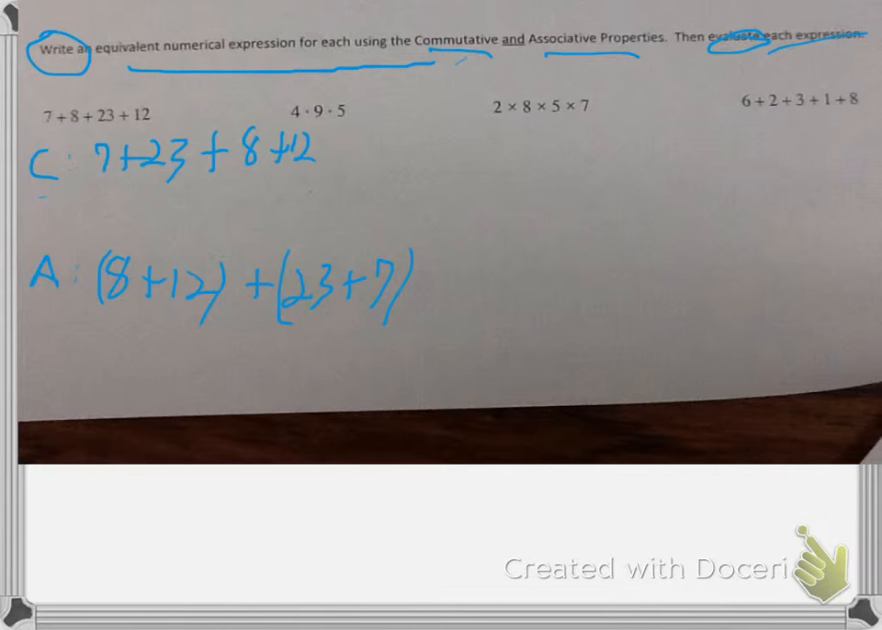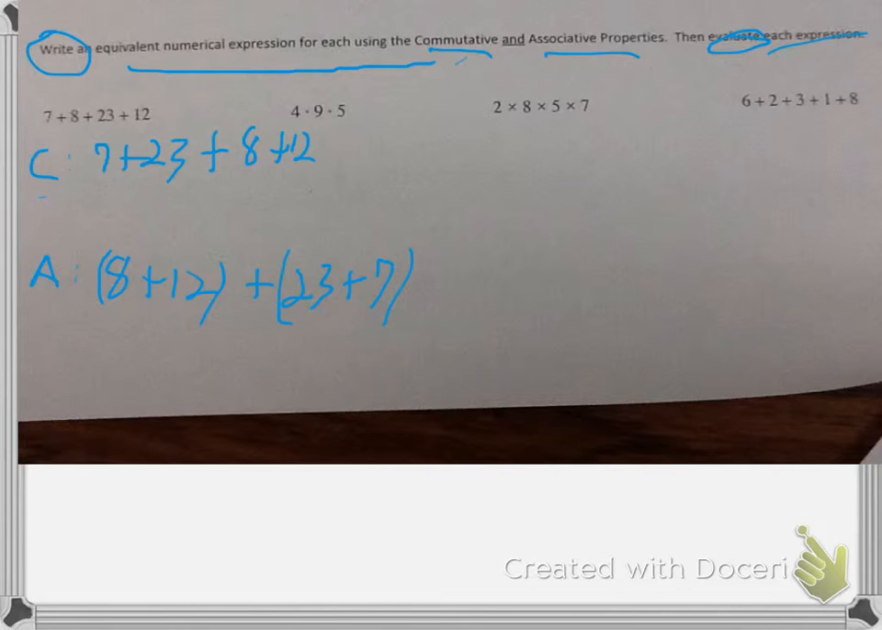C represents the commutative property. I wrote 7 plus 23 plus 8 plus 12. And what I did there was I was changing the order of those terms. When you change the order of the terms, it doesn't affect the sum. And that's the commutative property. So I changed the order to make it easier for me to add.